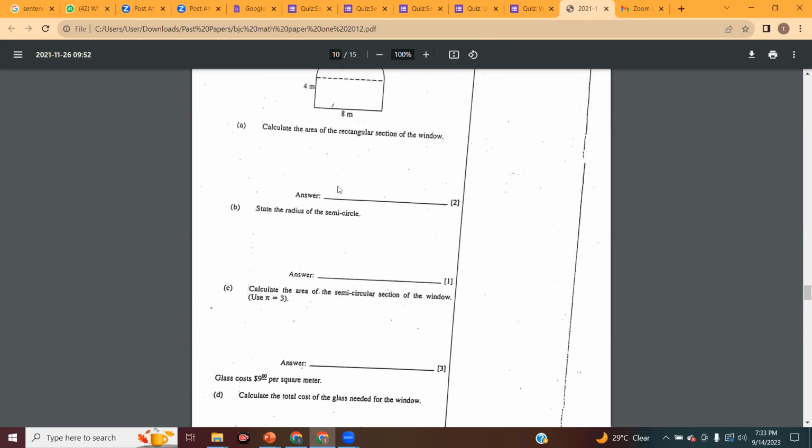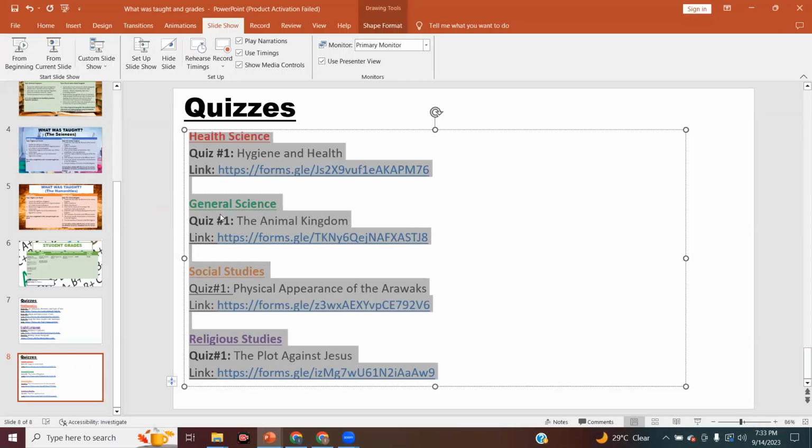Excuse me, Mr. Petit. Go ahead, Samaya. Can you send the math and the language back in the chat, please? I have to do 2 more. Okay, sure. Math and language.